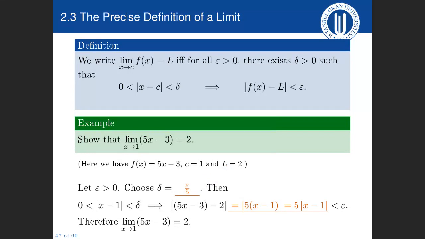I get that that is equal to the absolute value of 5 multiplied by x minus 1, or equal to 5 multiplied by the absolute value of x minus 1. Remember, absolute value of x minus 1 is smaller than delta, but delta is equal to epsilon over 5. So that's smaller than 5 times epsilon divided by 5, which is just epsilon.